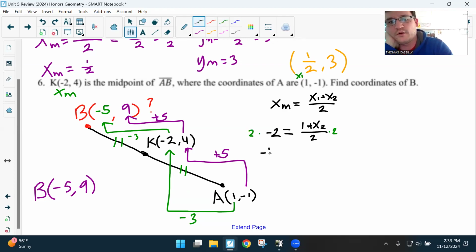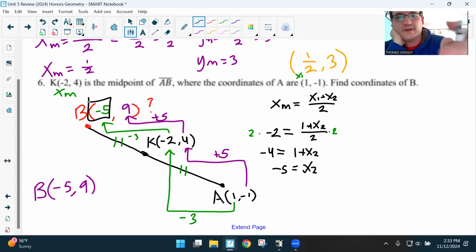We're going to get -4 equals... the 2 in the denominator cancels. I got 1 plus x2. And then I'm going to subtract the 1 away. We're going to have, all right, that second x value is -5, which, hey, that matches up right here. And then we would just do the same thing with the y value.